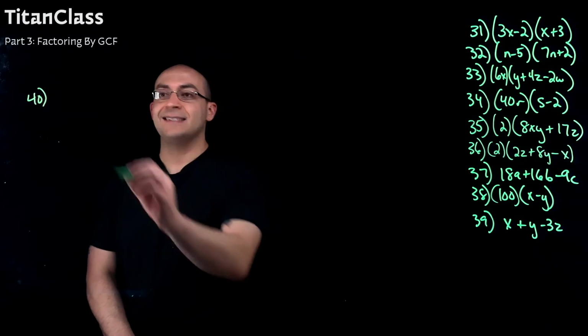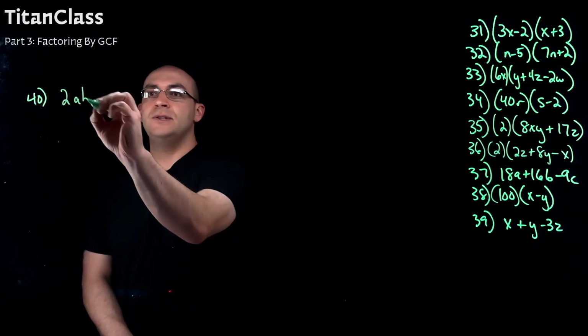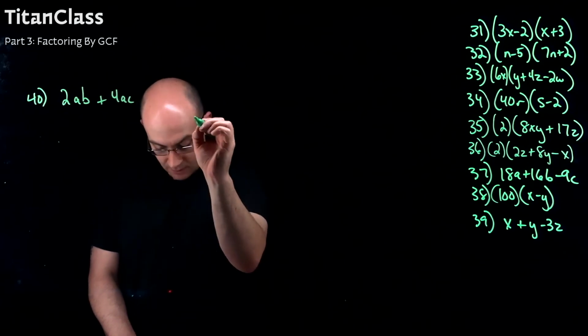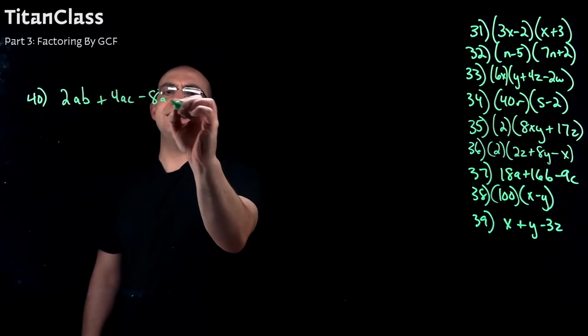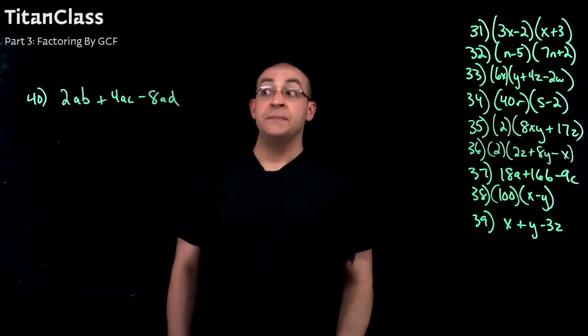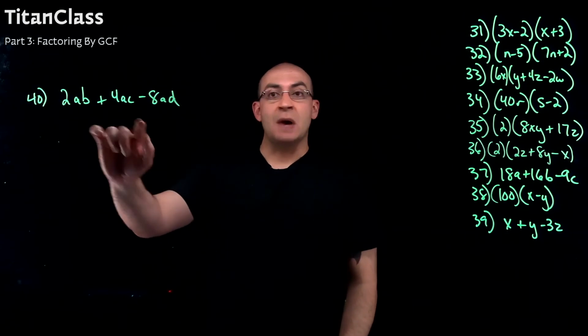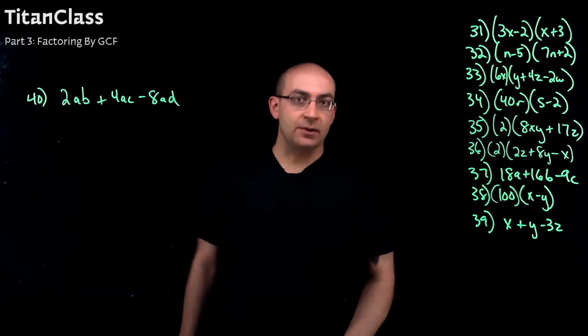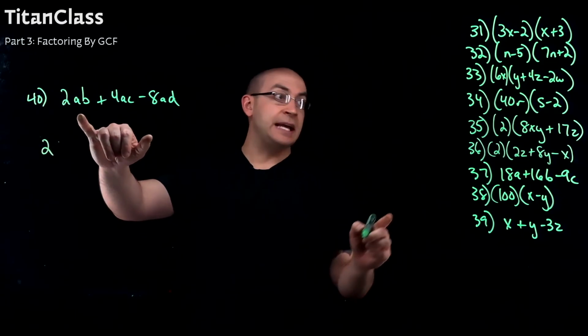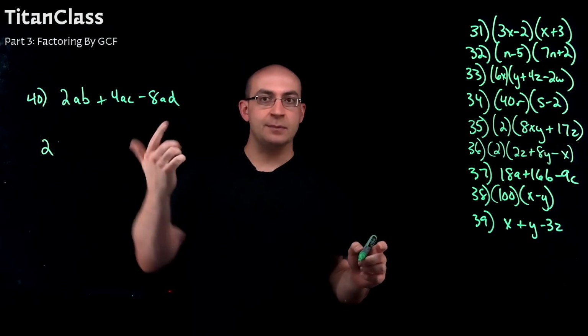And this is the last in this set. 2ab plus 4ac minus 8ad. Definitely can take a 2 out, right? Because 2 is a factor of all these numbers. And like one of our beginning problems, all 3 of these terms have an a.